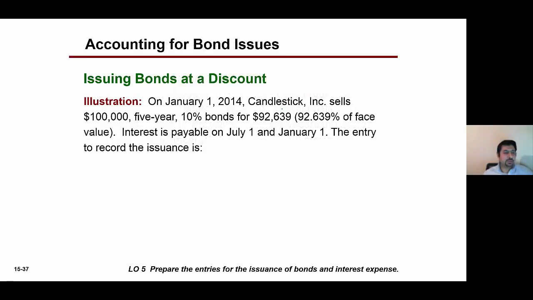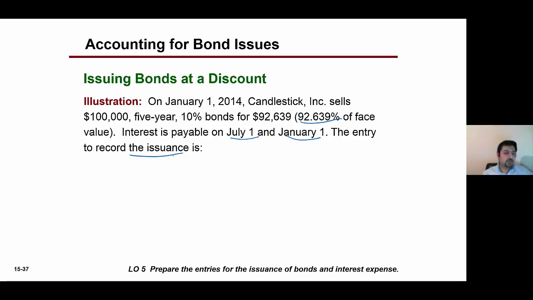Now, when the company issues the bonds at a discount, the sales price will be lower than the face value. So here, on January 1st, 2014, Candlestick Inc. sells $100,000 5-year 10% bonds for $92,639, which means it's 92.639% of face value. Interest is payable again on July 1st and January 1st. The entry to record the issuance, once again, means to record the sale of the bond.